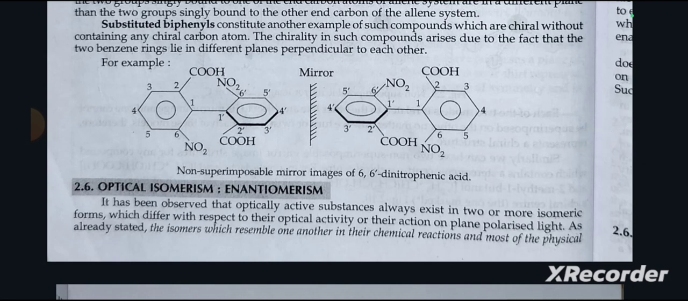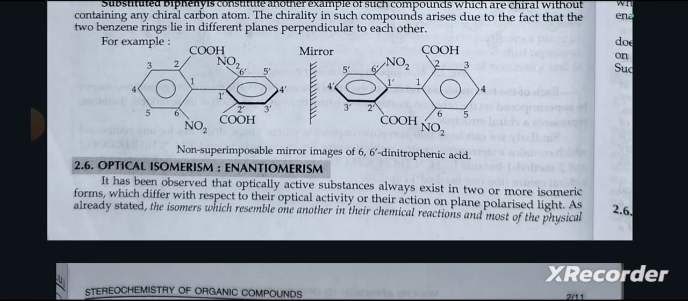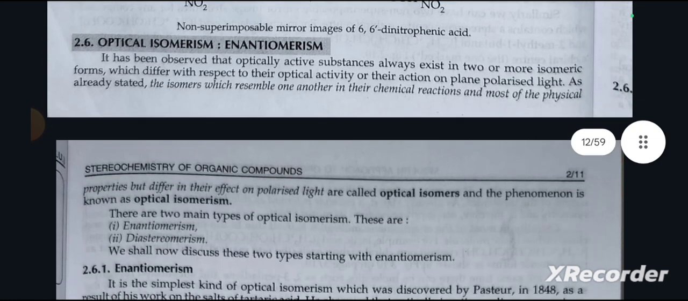Substituted biphenyls constitute another example of such compounds which are chiral without containing any chiral carbon atom. The chirality in such compounds arises due to the fact that the two benzene rings lie in different planes perpendicular to each other. For example, non-superimposable mirror images of 6,6'-dinitrodiphenic acid.